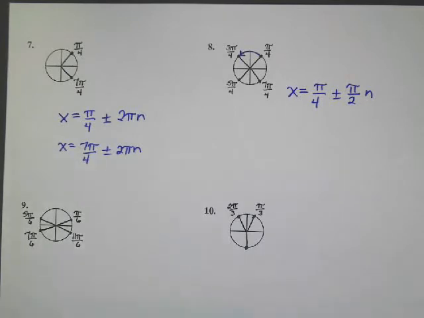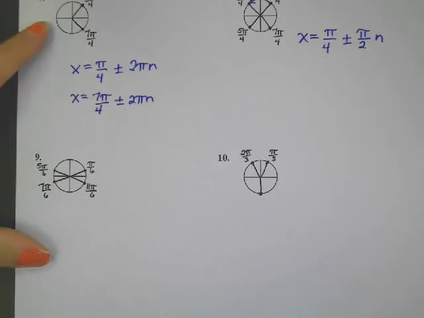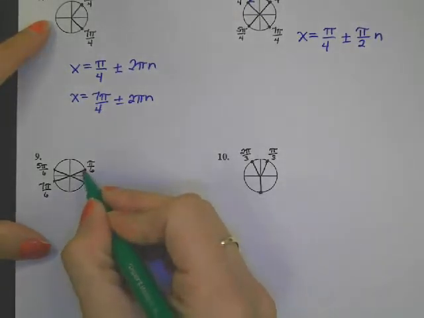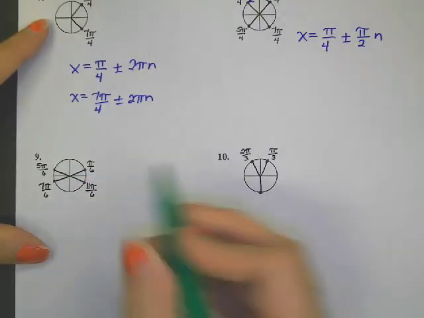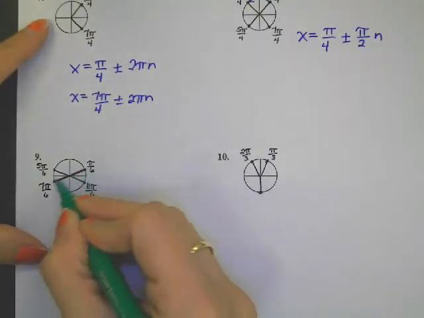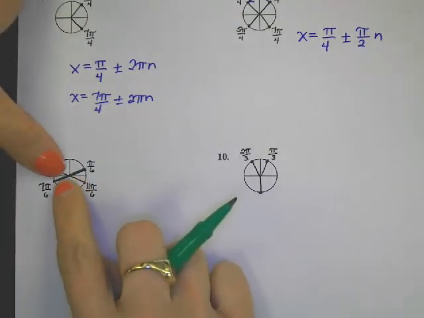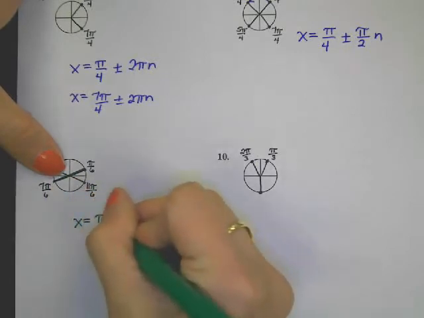All right, let's take a look at number 9. We are going to put a couple of these together, but not all of them. Because first it's pi over 6, and then it's a huge chunk. Then it's a little chunk. So I think what we're going to do is put these two right here together. So let's put the ones that are halfway across the circle together. X equals pi over 6 plus or minus pi n.